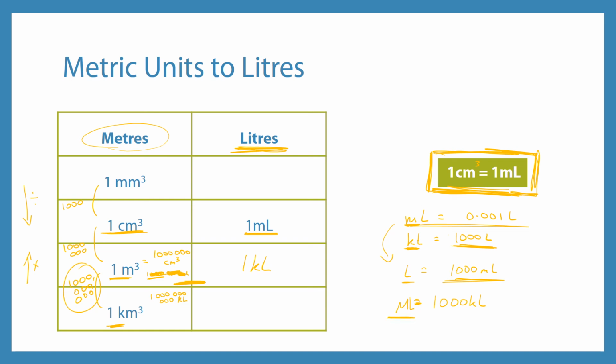So if we're converting between these two, we just divide by 1,000. So get rid of the last 3 zeros. We get 1 million megaliters. And that is a lot of water.